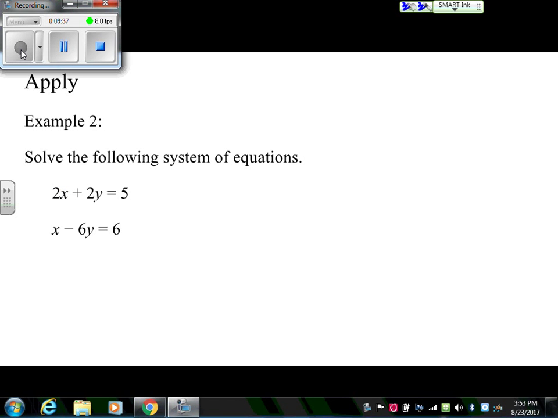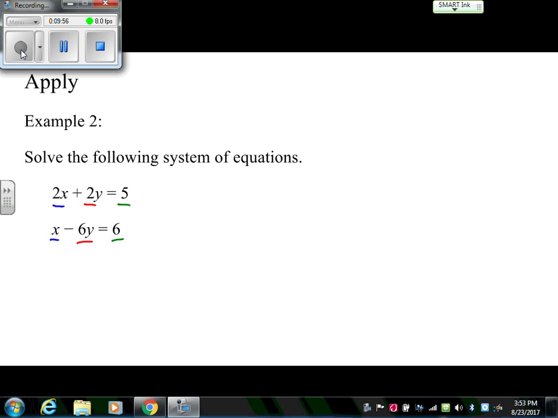You'll notice here we have our x's all lined up. We also have our y's all lined up. And then the constants, or just numbers without variables, are also lined up. And that's a perfect way to solve or set up for solving a system of equations using elimination.